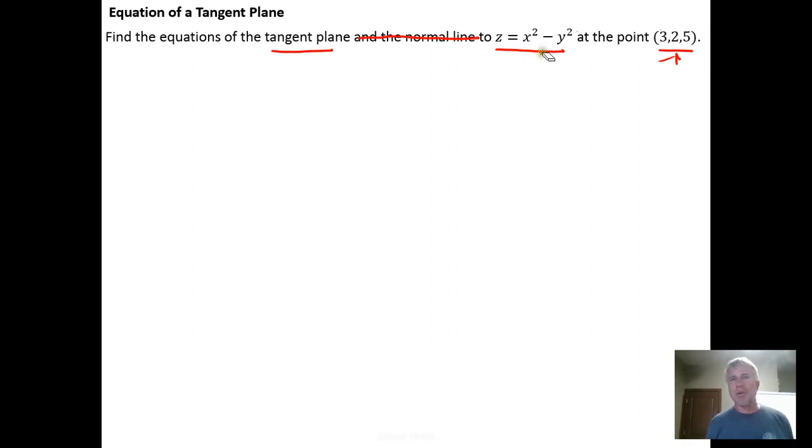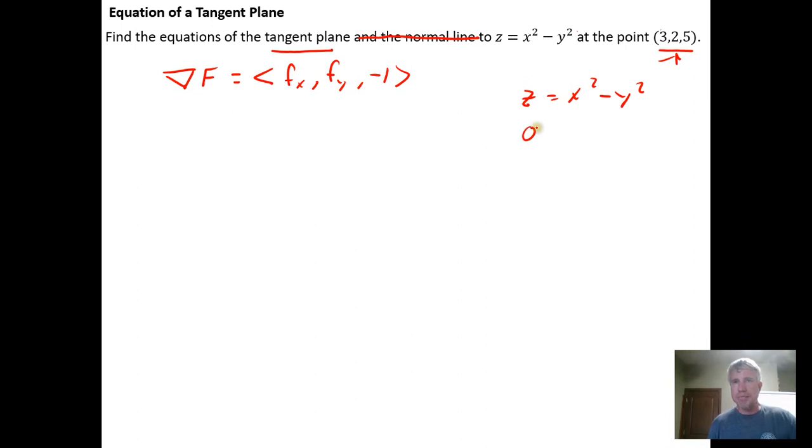And so what we want to recognize is that z has been explicitly defined, which means the gradient of f, which is perpendicular to the surface z equals x squared minus y squared at any point on the surface, has a simple calculation. We do the derivative of f with respect to x, the derivative of our function with respect to y, and then -1.